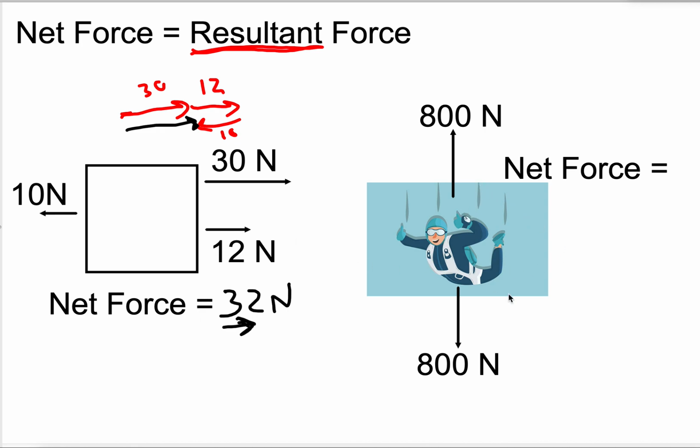Now, here's another situation where I have a skydiver. This skydiver has a weight of 800 newtons. You guys are probably still too young to go skydiving, but there's a point when you're skydiving when the force of air resistance matches your weight. So if I have air resistance pushing me up with 800 newtons, and my weight is pulling down with 800 newtons, what's the net force?